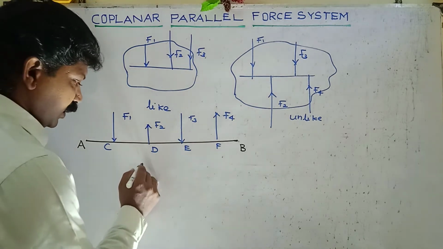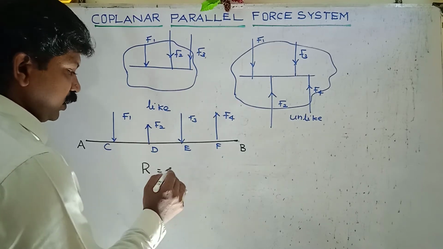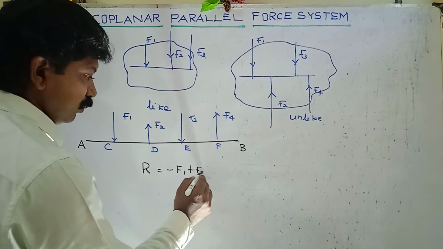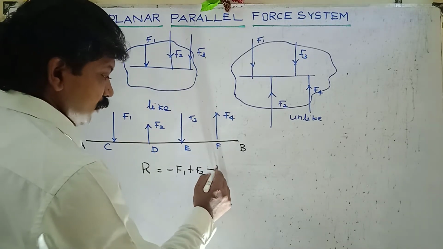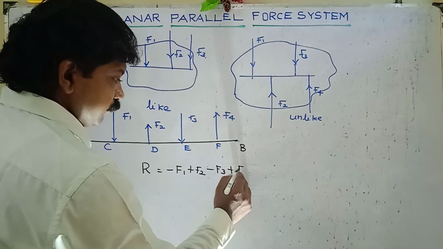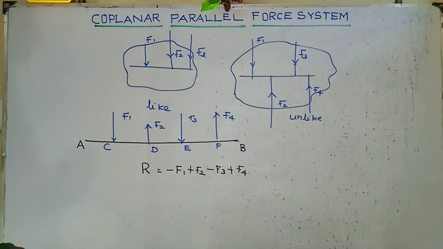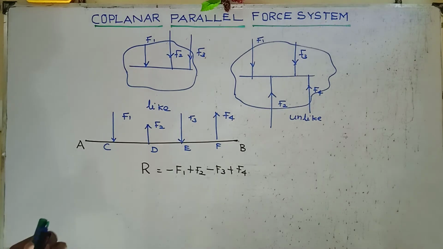First you have to find the resultant force R. R equals minus F1, downward direction negative, plus F2, positive y-axis direction, minus F3, plus F4, upward direction, positive. And then next, how to find the position of the resultant.